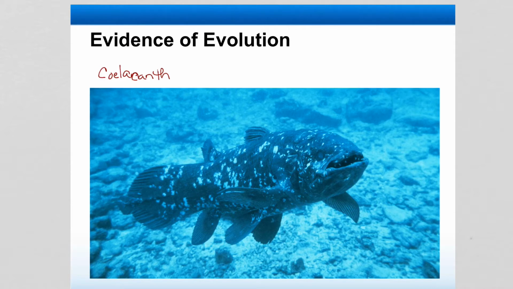These things do still exist, and you can find them off the coast of Africa and off the coast of Madagascar and Indonesia. A lot of scientists think that this might be a really cool link between aquatic animals and land-dwelling animals. So again, just an example as we look at some different evidence of evolution that we're going to talk about in this particular chapter.